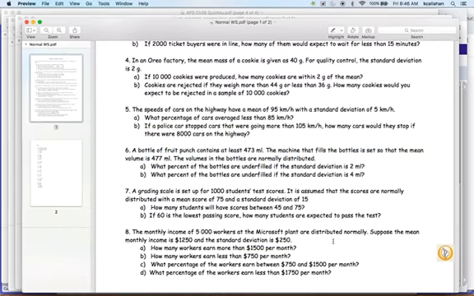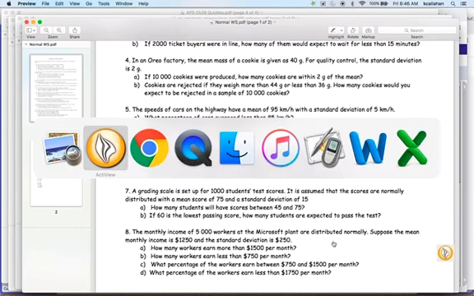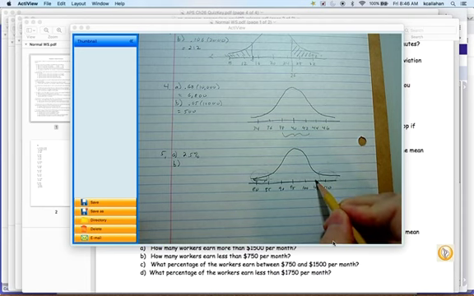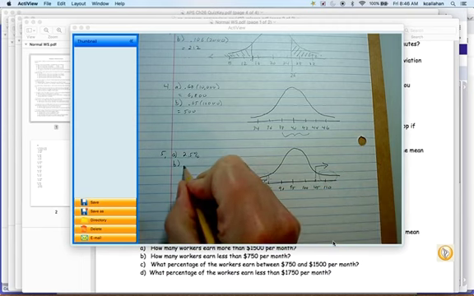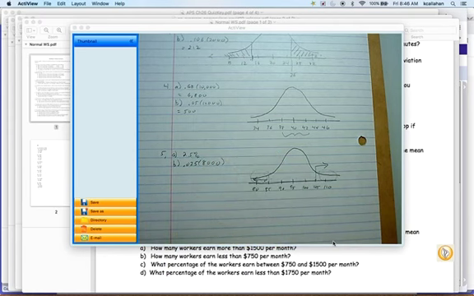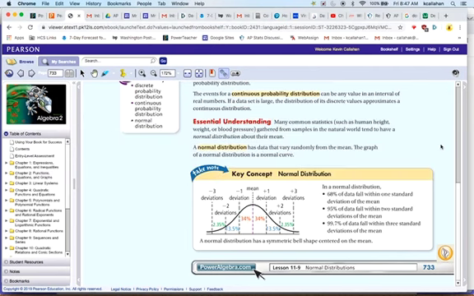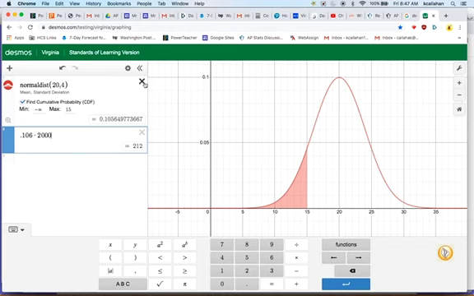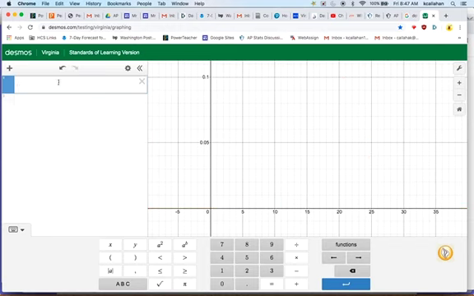B. If police cars stopped cars that were going more than 105, how many would they stop if there were 8,000 cars on the highway? So more than 105 puts us there, which again is just outside of two standard deviations. We know that that's 0.025 for 2.5% times 8,000. Okay, let's do that in Desmos. 200.